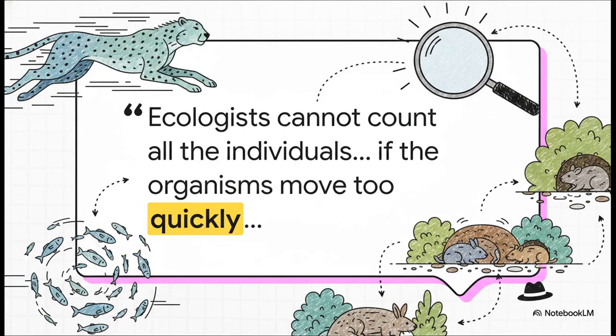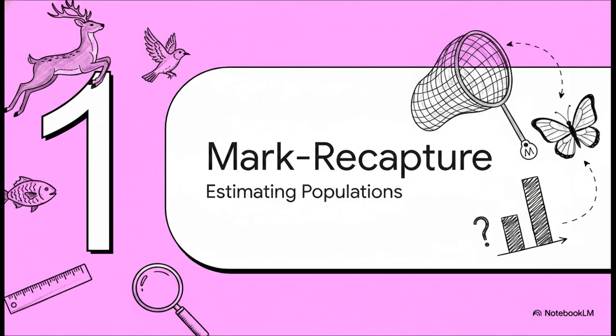This brings us to a really foundational truth in our line of work. Ecologists cannot count all the individuals in a population if the organisms move too quickly or are hidden from view. It's just a fact. Since we can't do a standard head count of every single animal directly, we have to rely on a clever mix of ecological field tactics and honestly some incredibly satisfying mathematics. We basically have to become nature's detectives. Which leads us to Section 1, the mark recapture method.